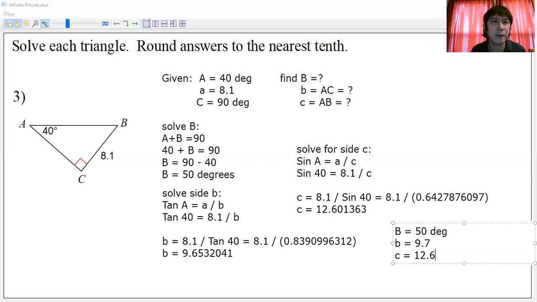Let's verify the answer. We have 50 degrees for angle B. You can see the red numbers in the diagram. We have 50 degrees, we're correct. And we have 9.7 for the required side B, opposite the angle B. And of course, our side C, opposite the right angle, is 12.6. So we're done with the solution of the right triangle.